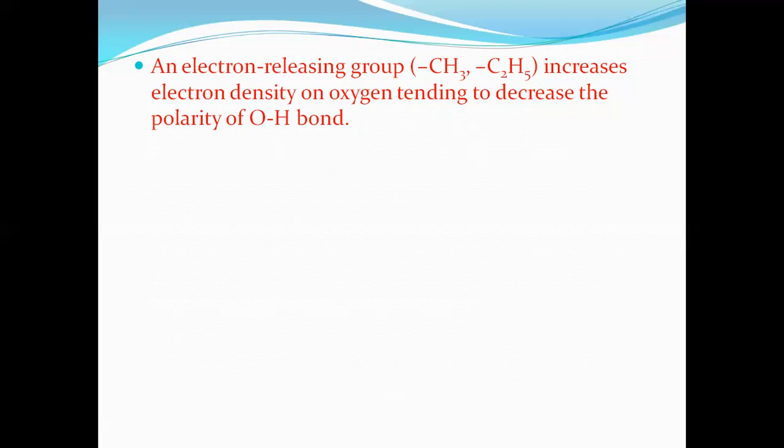If there is an electron donating group such as CH3, C2H5, etc., it increases the electron density over oxygen, because these are electron donors. When they are attached to OH, they donate electron density to oxygen. Then the polarity of OH decreases. Since oxygen gains more electron density from its donors, automatically the OH bond becomes what? Less polar, then the acidic character decreases.